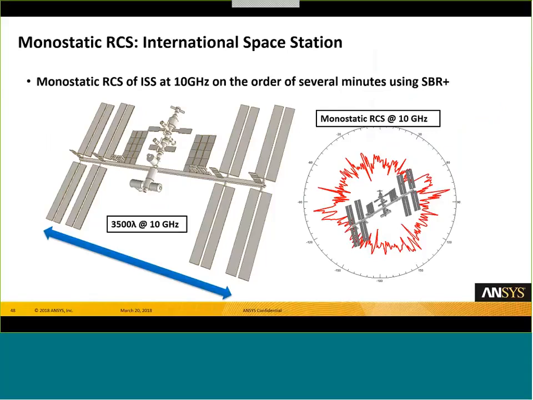Now, we already talked about the aircraft carrier, but in this example, we've got another geometry that's extremely large. So, you finally get to the point where it's just impractical to use full wave techniques. And if you've got an example like this, the International Space Station at 10 gigahertz, it's something that's over 3,000 wavelengths in size, and it's really dominated by all of these large features, which means that, as we've seen, SPR plus is going to give us a very accurate result. So now these things that just could not be solved before are done using SPR.